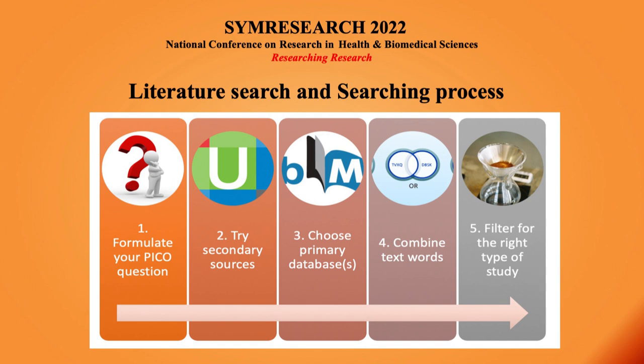databases we have. So in the literature searching process, the first step is to formulate your PICO questions. Second, try the different kinds of secondary sources, choose the primary database, then combine the different words, and then filter for the right types of studies, right? So at the end, you will have one very good search strategy, so that once you use that search strategy, you will get so many references, and with one click you can download all these references or files, and then by using a reference manager, you can have your own library with you, and just by doing some commands, you will have all the PDFs with you at one time.